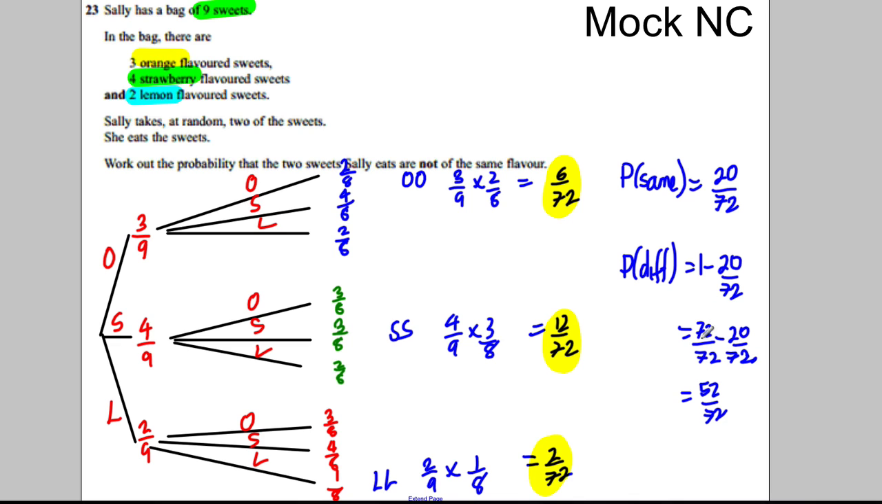Okay, because 1 is 72 out of 72. 72 take away 20 is 52 out of 72. That's our answer.